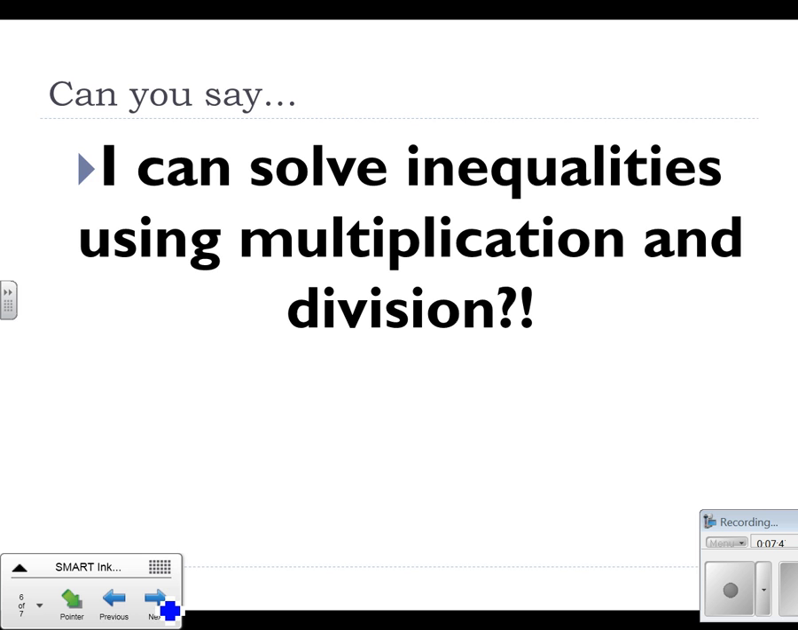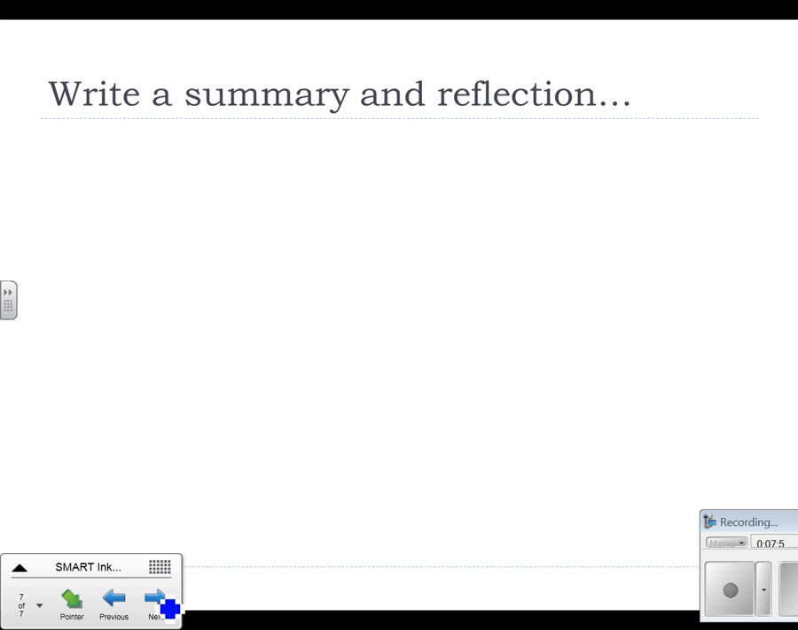Can you say, I can solve inequalities using multiplication and division? Write a summary and reflection and be prepared for the work time in class.